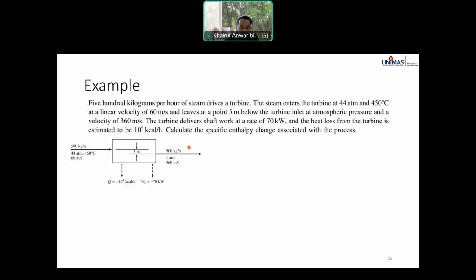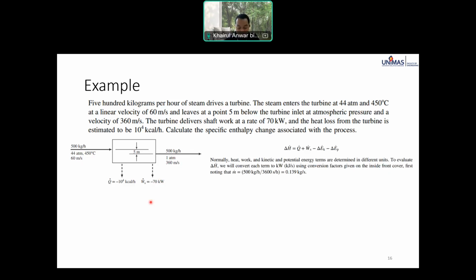500 going in and going out, 60 meters per second. 70 kilowatt work, heat is 10 to the power of 4 kilocalorie. Normally heat, work, kinetic energy and potential energy are determined as energy per unit time.